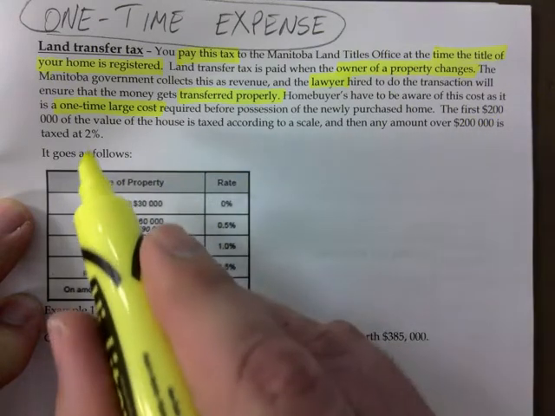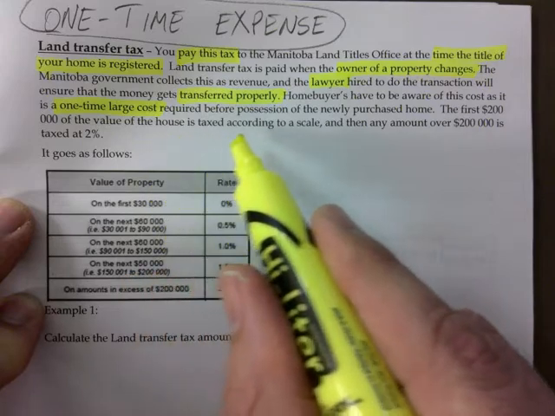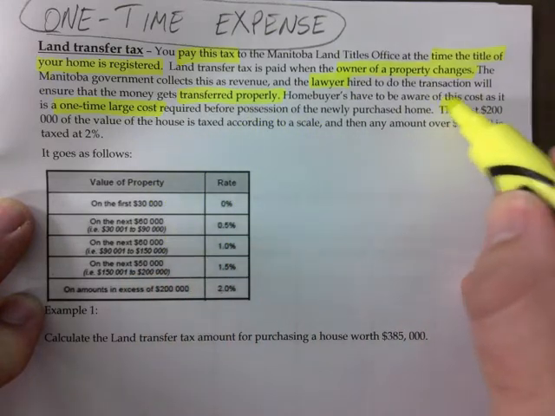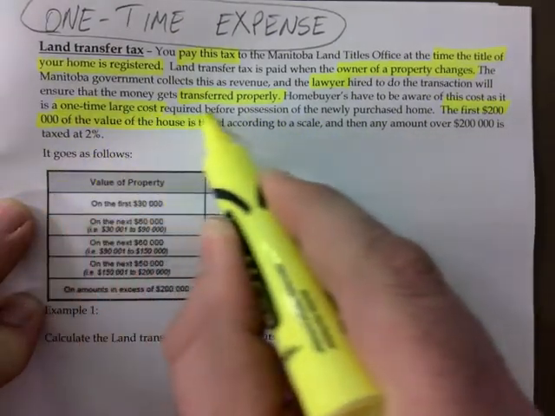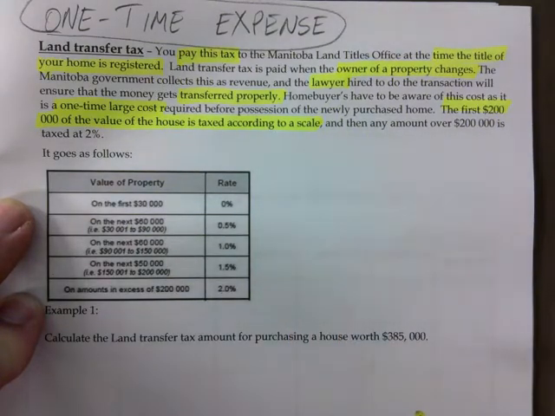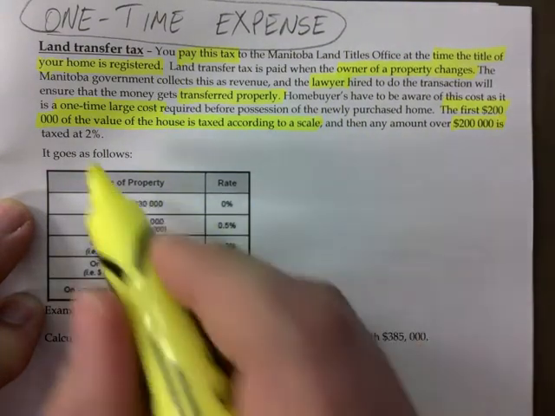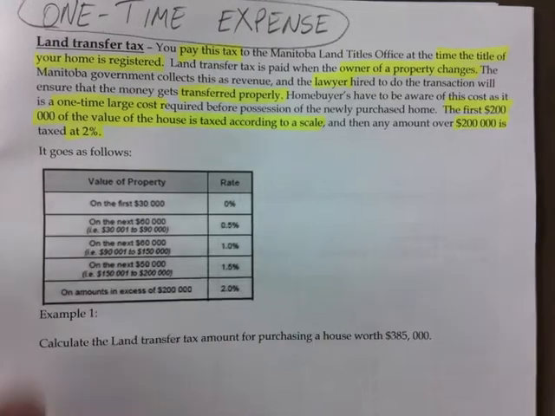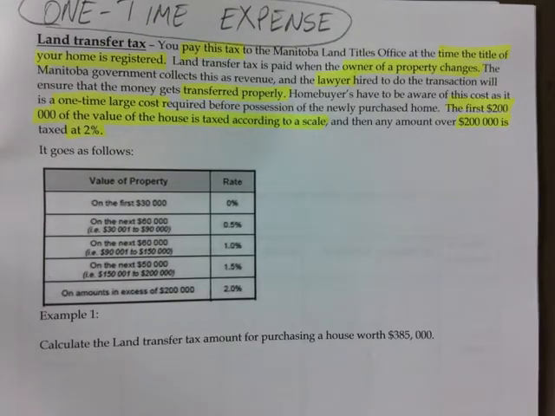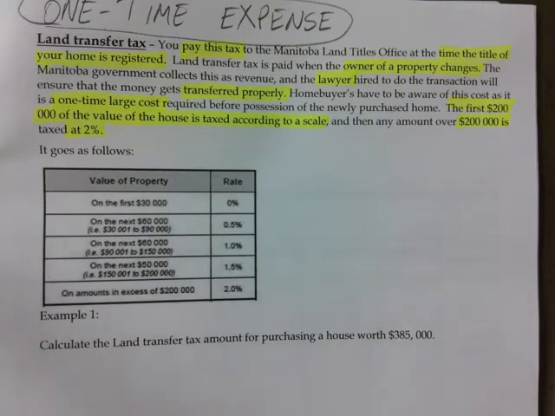The first $200,000 of the value of the house is taxed according to a scale. Then anything over 200,000 is just 2%. And this gets a little complicated, but I have over the years developed a system. If you follow it to the T, you'll get it right every single time, just like insurance.